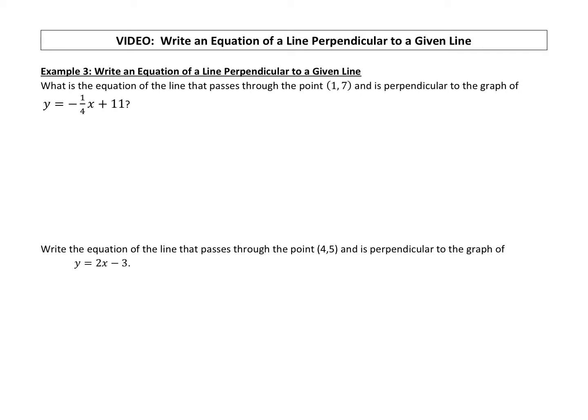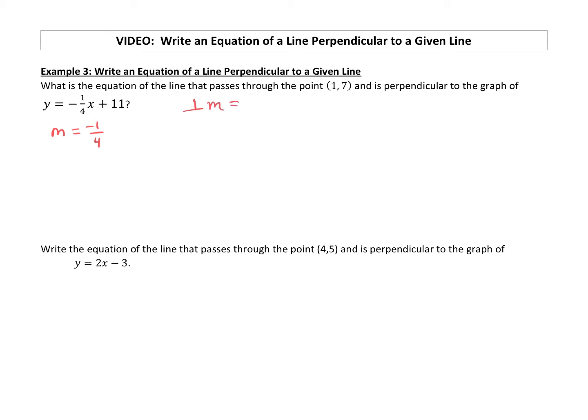So in examples like this, they're always going to give you the equation of a line. The reason why they do that is because we need to know the slope of that line. So if we look at it, this is in slope-intercept form, the slope is negative 1/4. So the line they gave us has a slope of negative 1/4. In order for us to write an equation that is perpendicular to that, we need the perpendicular slope, remember that's the upside down T symbol for perpendicular.